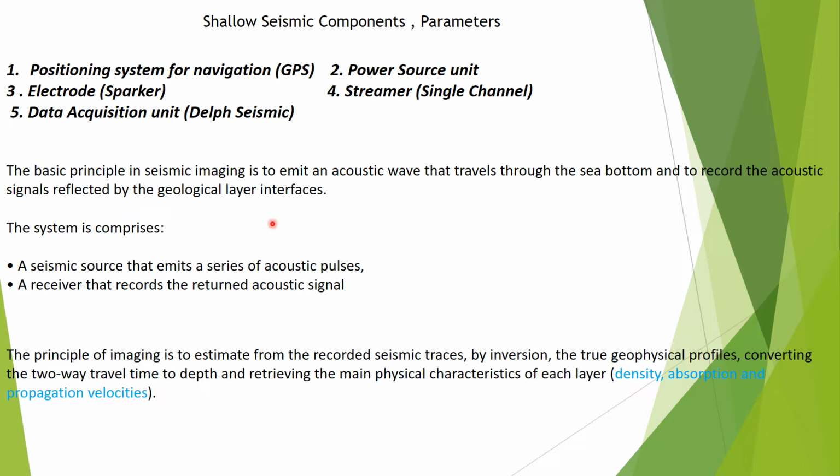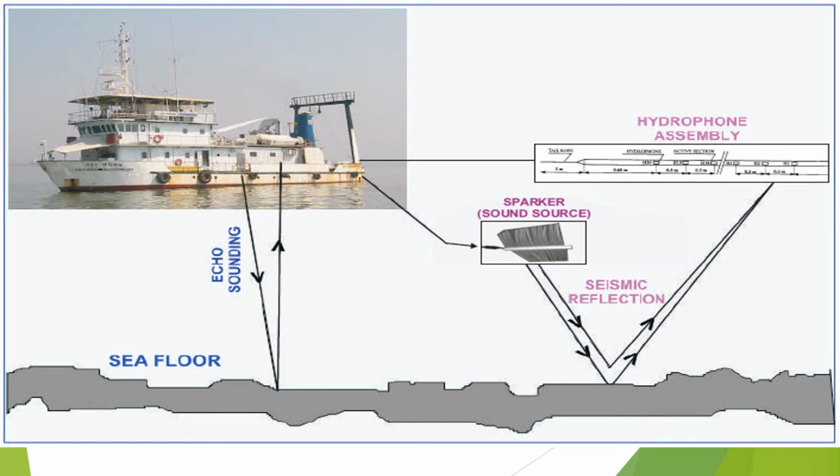The basic principle is to emit this acoustic wave. The wave travels through the sea bottom and the subsurface layer, and we record the acoustic signals that are reflected by the geological layer interfaces. So we have a seismic source, we have a receiver. The principle of imaging is to estimate from the recorded seismic trace the true geophysical profiles, and we will convert the two-way travel time to depth and retrieve the physical parameters. That is, there is density, there is absorption, there is propagation velocity, there is acoustic impedance.